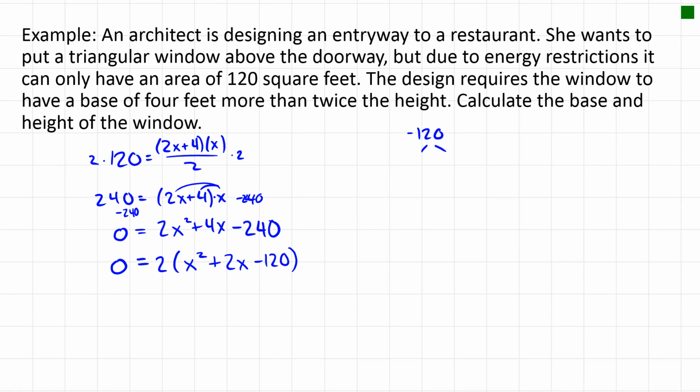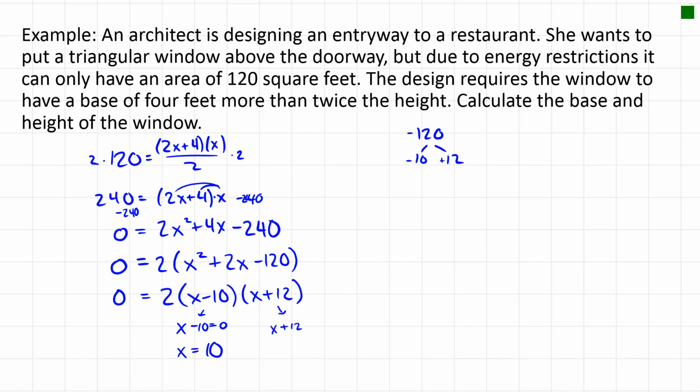So I just did a little bit of searching on some scrap paper and found that 10 and 12 should work for me, because if I do positive 12, negative 10, I get plus, they add to plus 2. So this would look like 0 equals 2 times x minus 10 times x plus 12. So if all of these things multiplied together is equal to 0, then either x minus 10 equals 0, so x equals 10, or x plus 12 equals 0, so x equals negative 12.